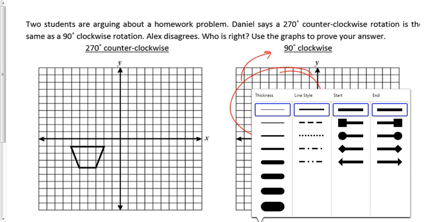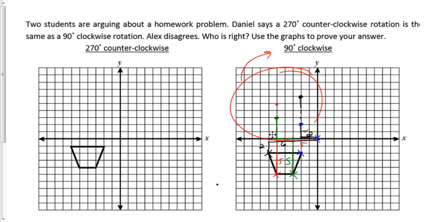So my figure, sorry, just want to make it larger. My figure is going to be like that. And that is after a 90-degree clockwise rotation. So now I want to do that one first and then talk about this 270 counterclockwise. Let's sort of figure out where we're going to end up.